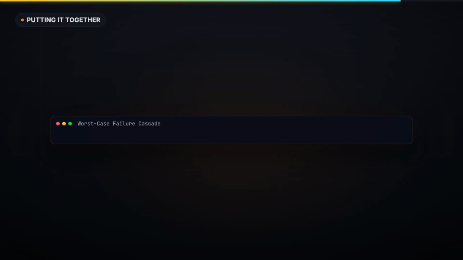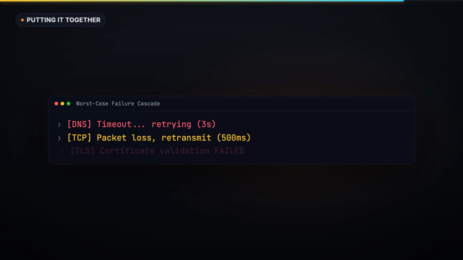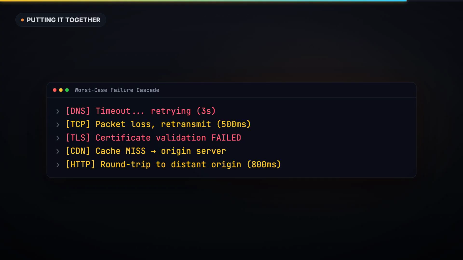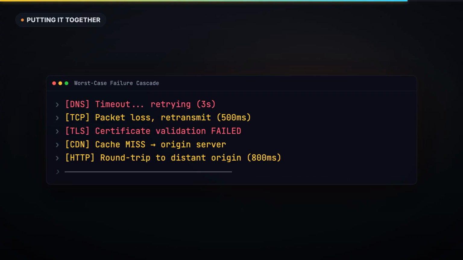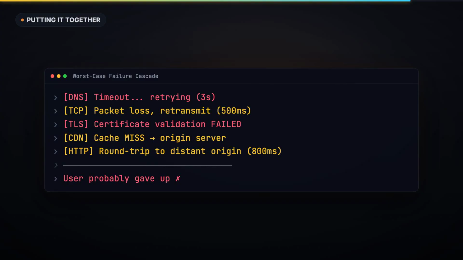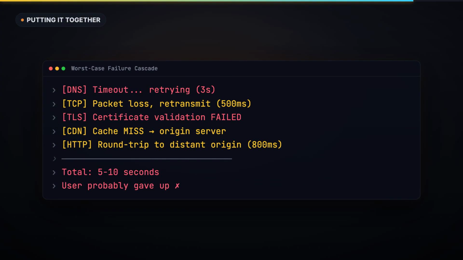Worst case? DNS timeout and retry adds seconds. TCP packet loss triggers retransmission delays. TLS certificate validation fails, and the browser shows a scary warning. CDN cache miss forces a trip to the origin server halfway across the world. That 100 millisecond best case can balloon to 5 or 10 seconds. Every layer is a potential point of failure.